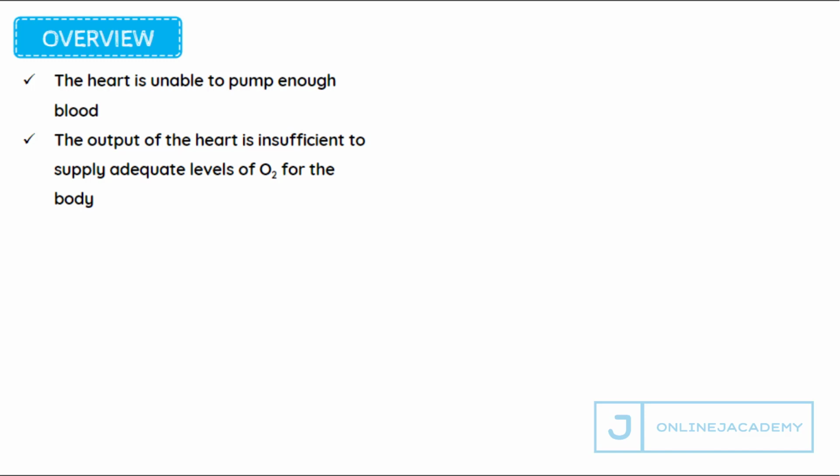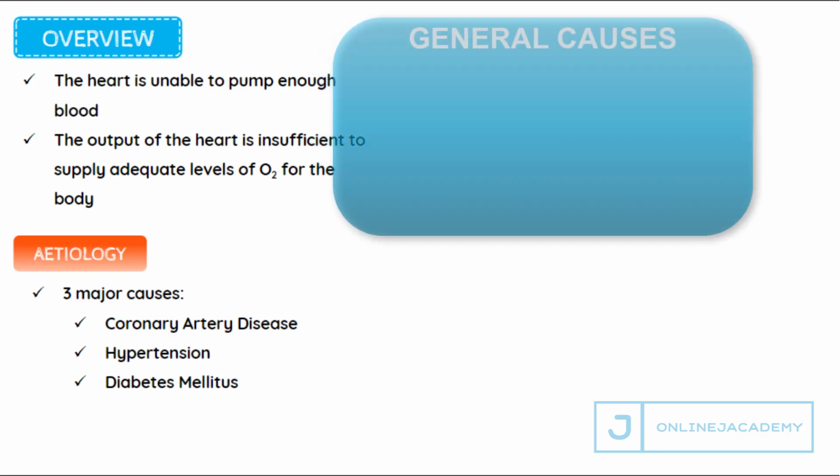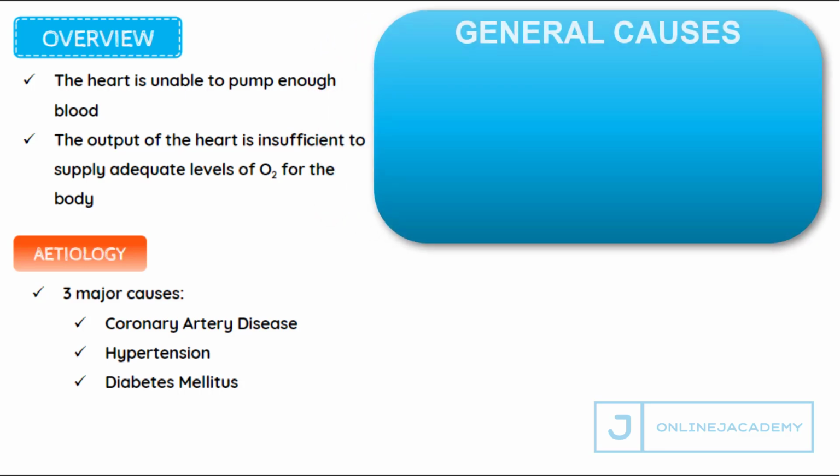pathophysiology of heart failure. So we have a couple of etiological factors that we may think of, like a lot of them. But what I'm going to focus on is three major etiological factors, or risk factors, I mean. So three major causes of heart failure would be coronary artery disease, hypertension, and diabetes mellitus. Of course, patients typically have multiple risk factors that contribute to the development of heart failure, right? And we have general causes and specific causes.